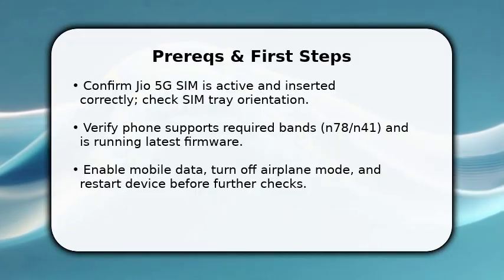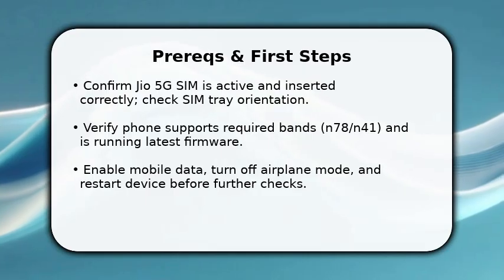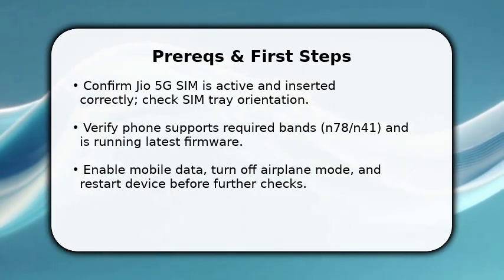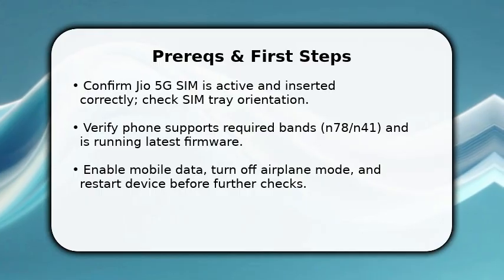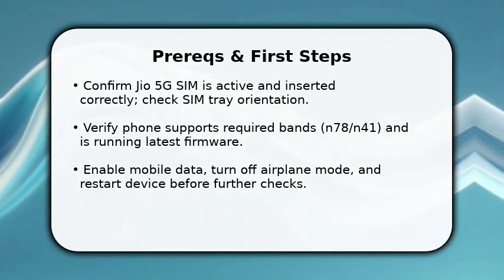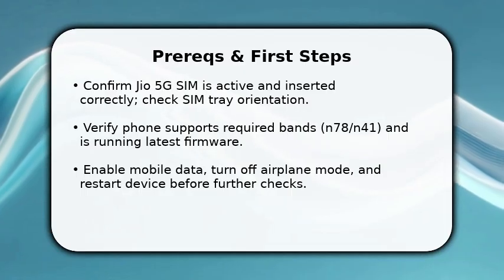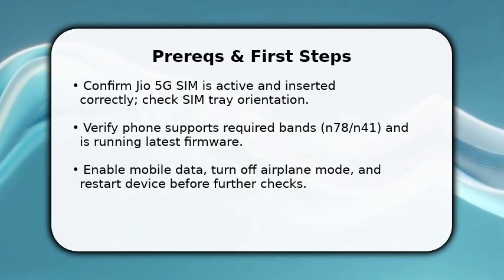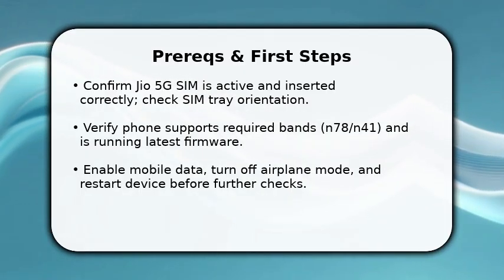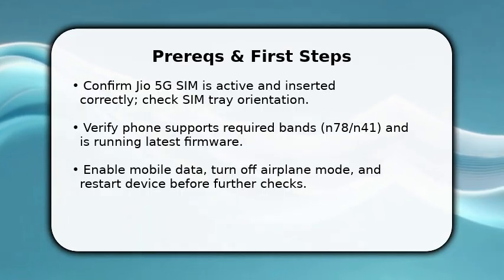You begin by confirming the essentials: an active Jio 5G SIM in the correct tray and a phone that supports N78 or N41 bands. Once done, check for and install any pending firmware or carrier updates, because carriers push important provisioning. Next, enable mobile data, confirm airplane mode is off, and do a quick restart.